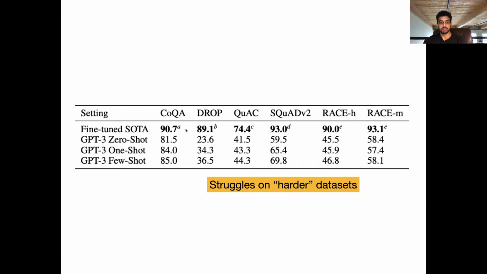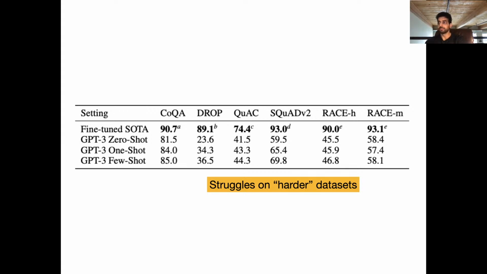But some of the harder datasets, like DROP and QuAC, require a little more reasoning on the part of the question answerer. And also SQuAD 2.0, remember, has these unanswerable questions. So it's a little more difficult than SQuAD 1. And you can see that there is a very large gap on all of these other datasets comparing the few-shot setting to the fine-tuned state-of-the-art setting.